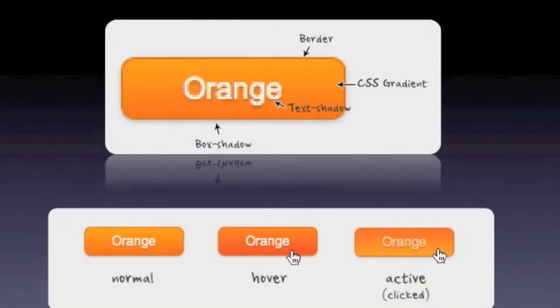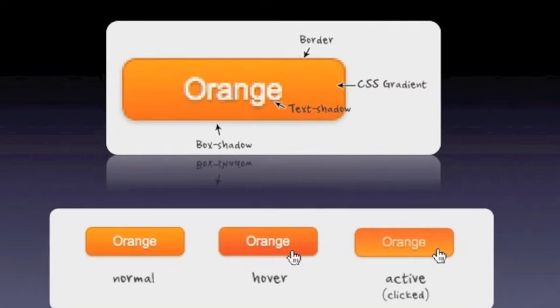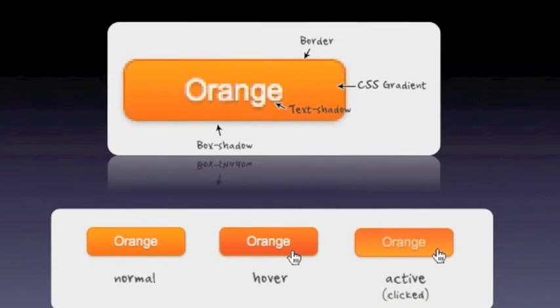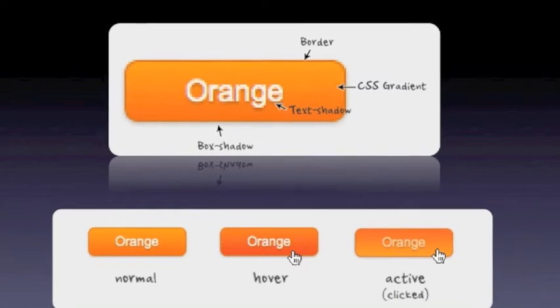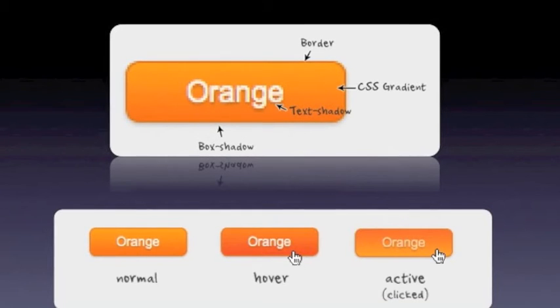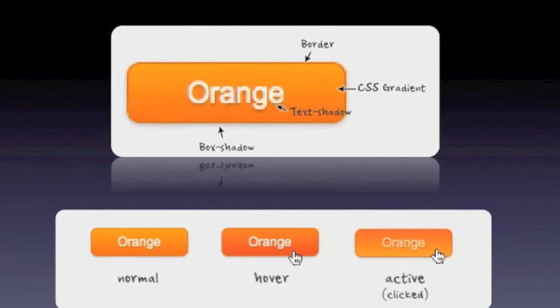So this example is a rectangle orange button. The button itself's got a thin border on there. The button itself has got a gradient, so it goes from a paler orange down to a deeper dark orange at the bottom, so it's a nice little gradient. Perhaps the text might have a text shadow on there, and the button itself might have a box shadow. And that will be its normal state, but when you hover over that button, perhaps the CSS gradient will flip over.